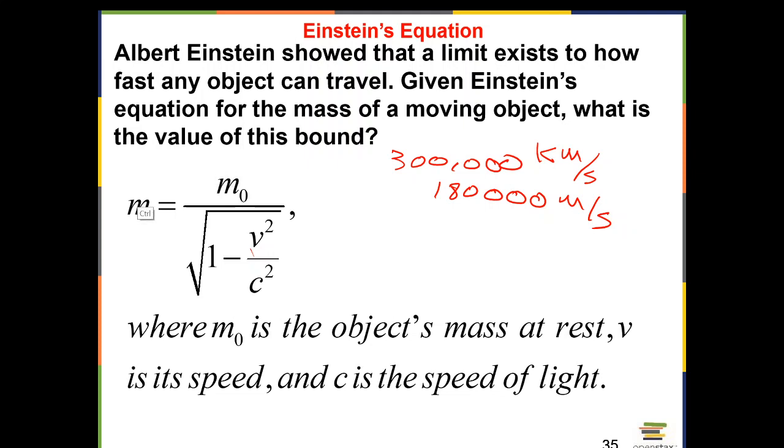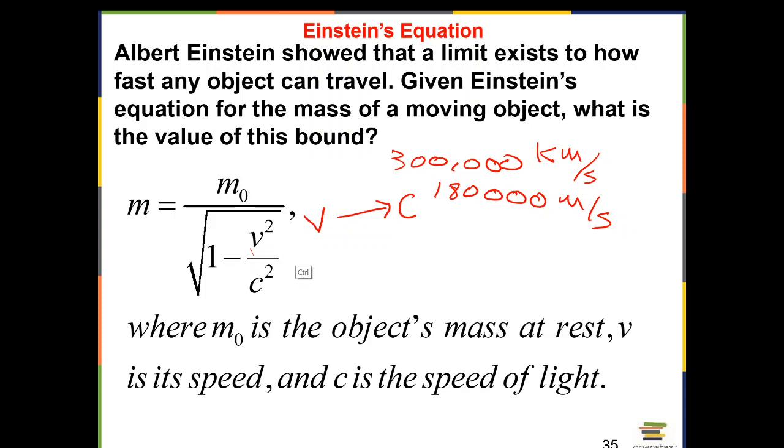But when the object starts moving faster and faster, that means when the velocity of the object approaches the velocity of light, then what happens here? Well, let's say v is c. Can v be c? No, because if v is c, then that would be c squared over c squared, which is 1. And 1 minus 1 is 0. Square root of 0 is 0. The denominator is 0. No, can't have that in mathematics and in physics.